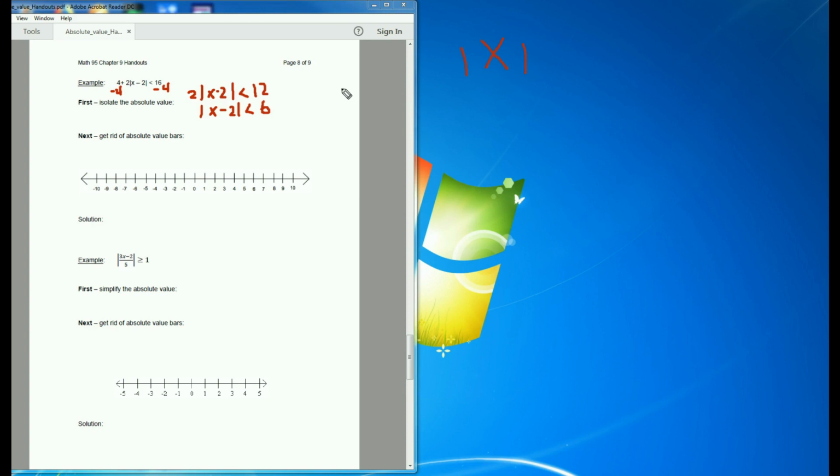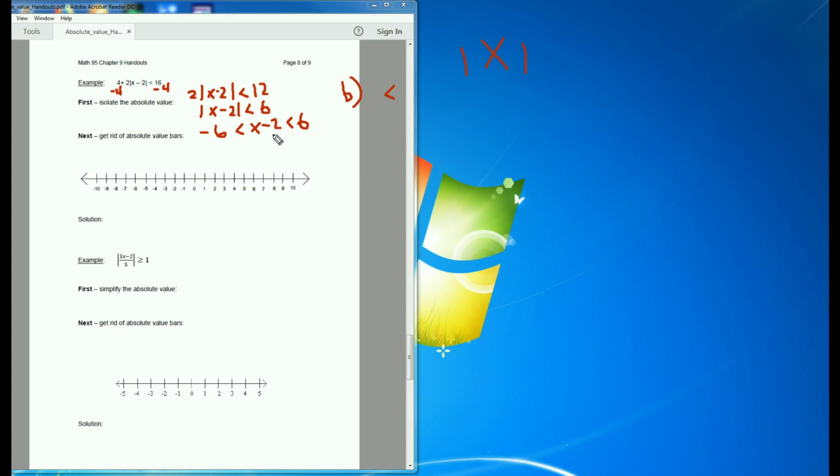This is case B from the previous page. It's a less than symbol, so in other words, it's an in-betweener. I'm just going to flop it over here and make it negative. So negative 6 is less than x minus 2 is less than positive 6.